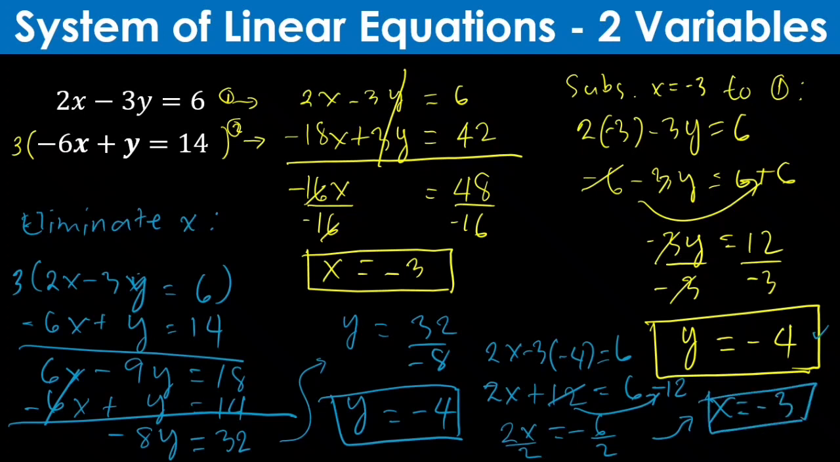So we arrive on the same answer. So the solution set of this system of equations is, okay, our x is -3 and y is -4. You can also check your answer by plugging our x and y value to the system. But we will do that to the next equation here.